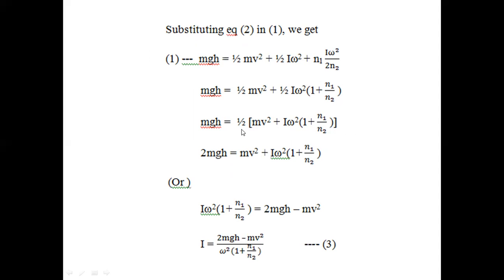Again, from these two terms, half is taken common, then it is equal to mv square plus I omega square into 1 plus n1 by n2. Or if you take it to this side, 2mgh is equal to mv square plus I omega square into 1 plus n1 by n2. Or I omega square into 1 plus n1 by n2 can be written as 2mgh minus mv square. So from this one, the expression for the moment of inertia of a flywheel is I equal to 2mgh minus mv square divided by omega square into 1 plus n1 by n2. Let this be equation number 3.